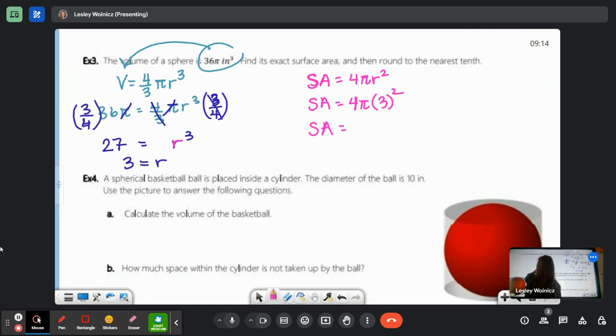Oh, I think we're finding both. Does it say both? It's exact and then. And then we will round. 36 pi inches what? Squared. So that is approximately 113.1 inches squared. Okay, that was fun.